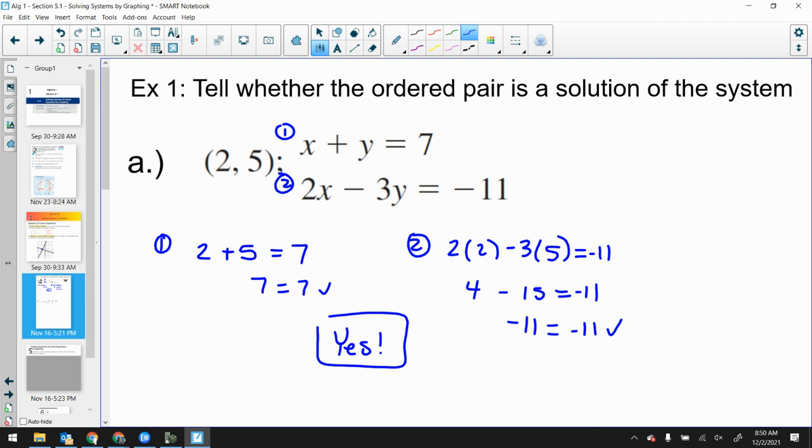Why don't you start plugging it into the second one? Take your second example there. Looks like it's negative 2 comma 0. Start plugging it in. See if it is indeed a solution or not.